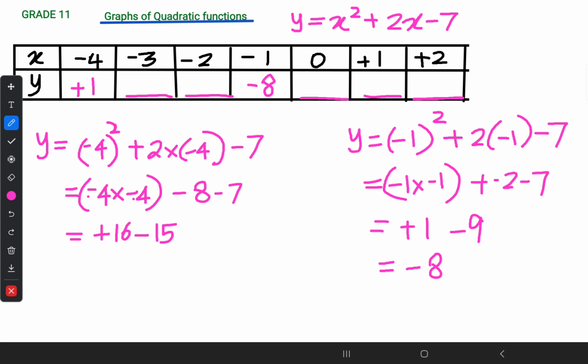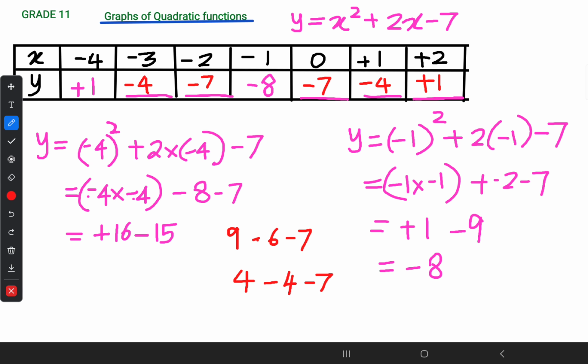Thereafter, come to here. Now let's substitute x as -3. So it is 9 minus 6 minus 7. So it will become -4. Yes, -4. Then when x is -2, squared that is 4. -2 times 2 is -4, minus 7, -7. And symmetrically here -7, it could be 1. So 4 and +1. These are the x and y values.